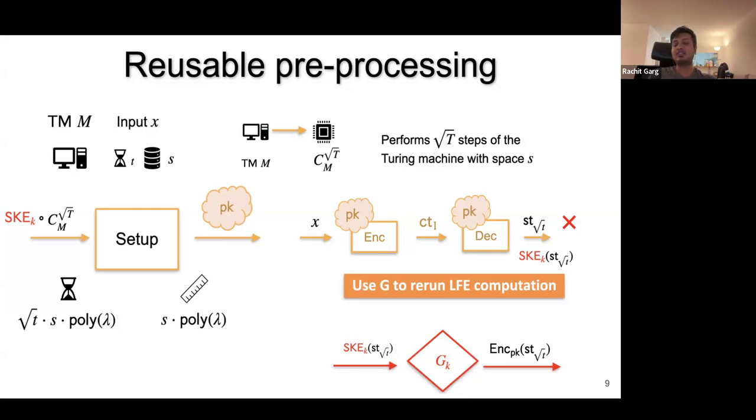So the way I'll make the functionality go through is, I imagine there's some gadget circuit G, which has the secret key for the symmetric key encryption encoded in there. So what does this G do? It decrypts the symmetric key encryption and outputs an encryption under the LFE. So now that I have an encryption of an LFE on the state at square root t, I can rerun this whole LFE decryption procedure to get an encryption of the state after 2 times square root t steps. And I can go and make this move forward.